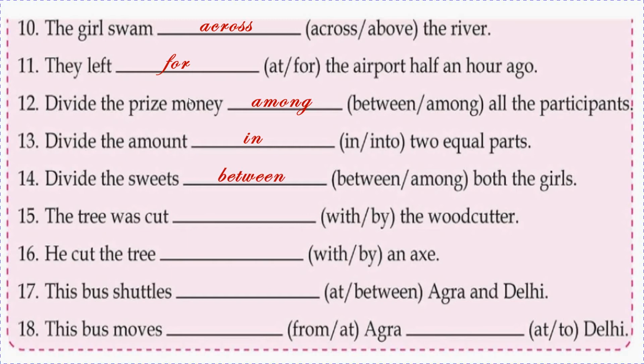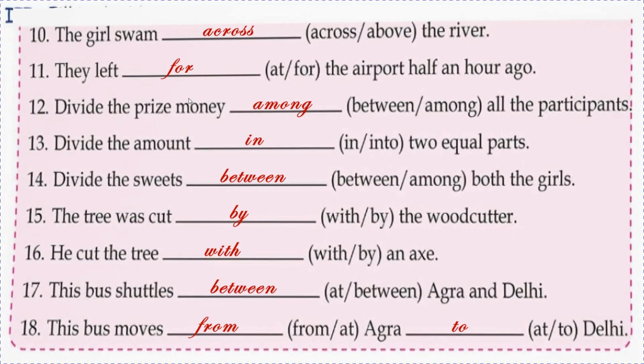The tree was cut by the woodcutter, not with the woodcutter. He cut the tree with an axe. This bus shuttles between Agra and Delhi. This bus moves from Agra to Delhi. For places, we write like this only, children, from dash to dash. Or for timing also, like from 9 a.m. to 6 p.m., like this.